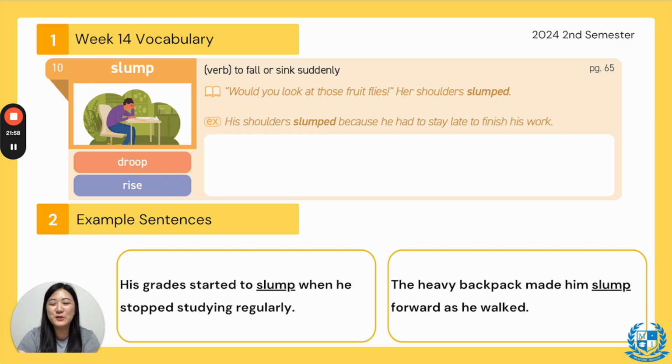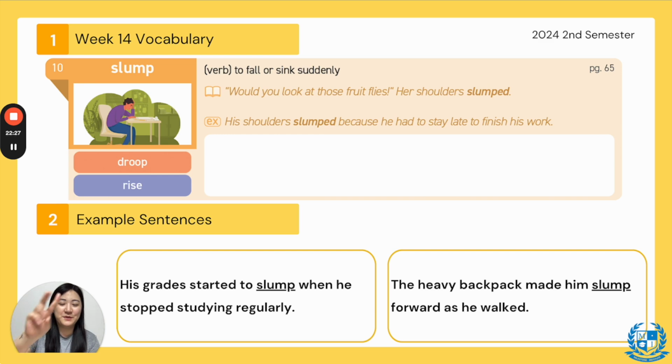The synonym is droop and the antonym is rise. It is a verb and it means to fall or sink suddenly. So if I'm sitting like this, but I slump down, I'm kind of sinking. In our book, it says, "Would you look at all those fruit flies?" Her shoulders slumped. So her shoulders were like this, but then she slumped down, meaning she lost some power in herself. Let's read the example together.